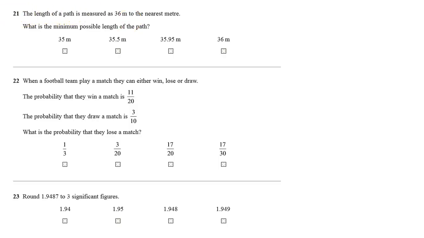Question number 21. The length of a path is measured as 36 meters to the nearest meter. What is the minimum possible length? So this is 36, and this is the maximum possible length and this is the minimum possible length.